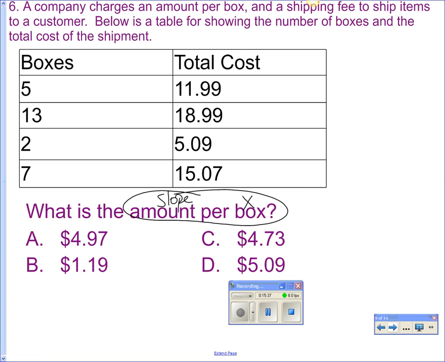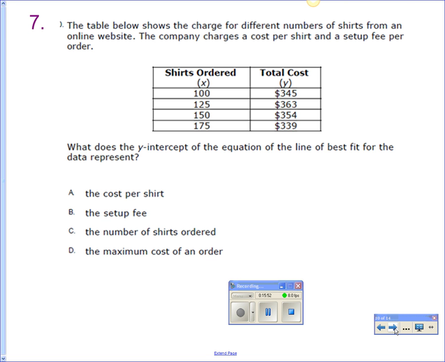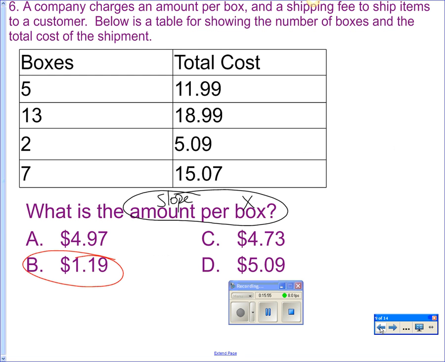All right, Chuck, you got them typed in? All right, what did you get for the slope? Very good. Good job, Chuck. Thank you. 1.19. Anybody else get that one right? 1.19? Very good. Got a question? So amount per box is the slope. I think that's the y-intercept, isn't it? Look, 1.19 is your slope. Oh, I looked at the y. Okay.